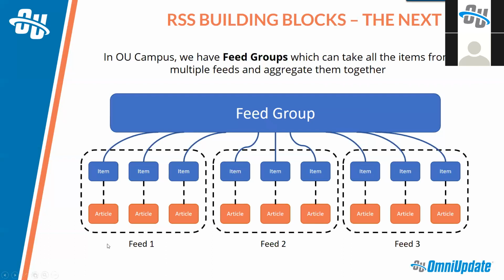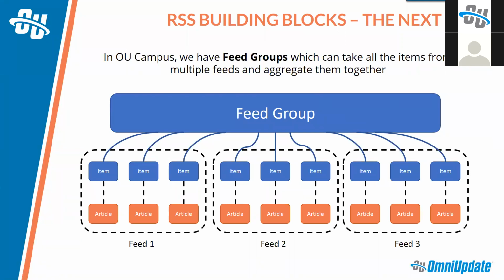So the items, for example, these first three items over here, they still belong to feed number 1, but they also belong to this master feed group that is aggregating all of the things from feed 1, feed 2, and feed 3. So this is another thing that not all RSS does, but we have this in OU Campus. And as we get later on into the whole concept of archiving, we're going to be applying the concept of feed groups to our solution as well. So if you've never played around with feed groups, this might be a fun chance for you to see what they're capable of.